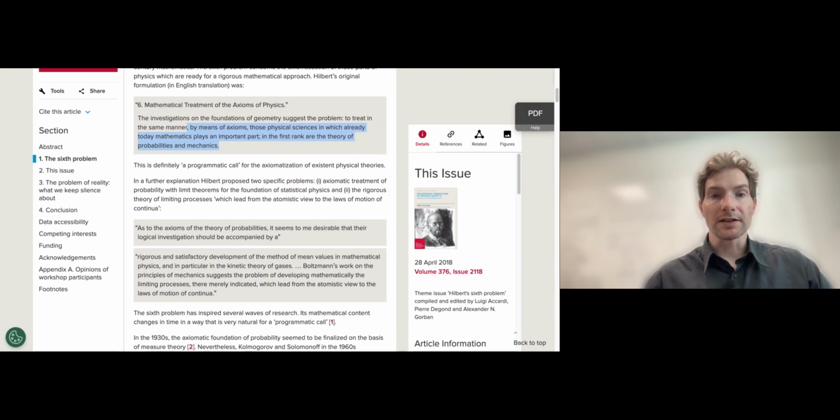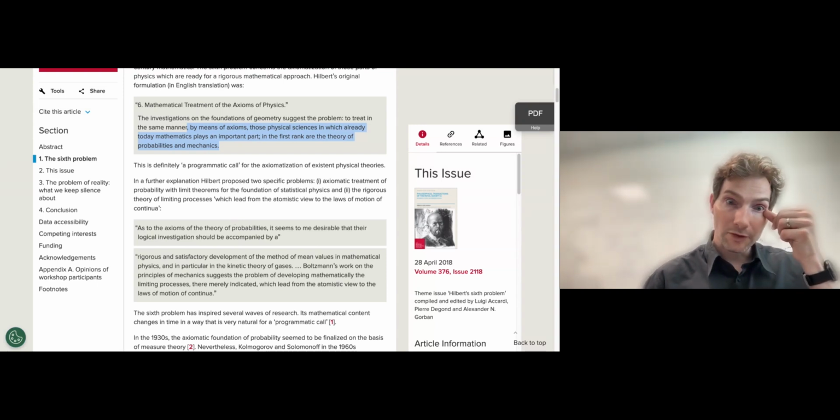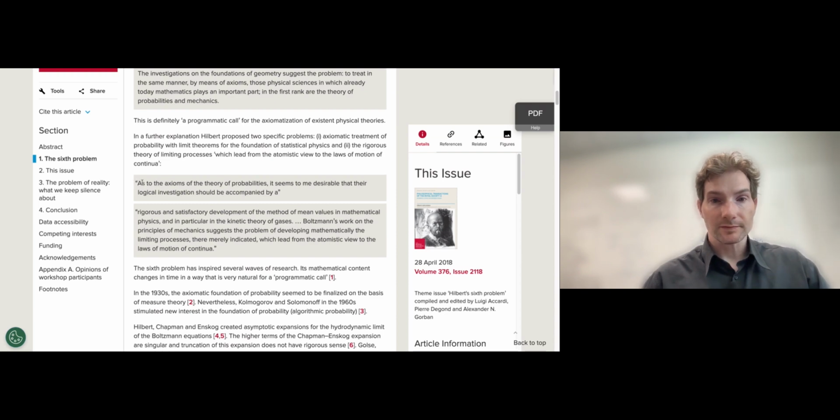Now, the thing here is, as people call it, from the point of view of philosophy of science, this is what is called a scientific program. And so what that means is that basically you've got a specific agenda that you want to succeed at. And so here, this is basically to apply some of the strategies Hilbert had at the time in mathematics and apply them in physics. So for example, as to the axioms of the theory of probabilities, it seems to me desirable that their logical investigation should be accompanied by a rigorous and satisfactory development of the method of mean values in mathematical physics, and in particular in the kinetic theory of gases.